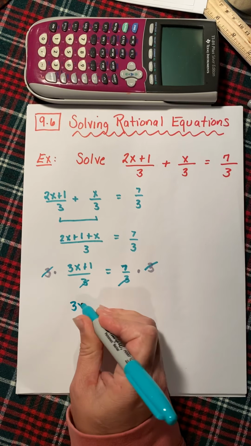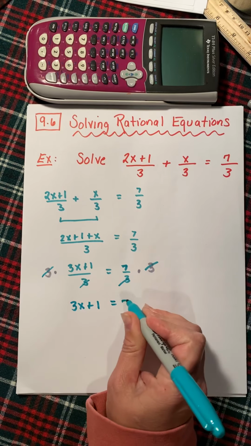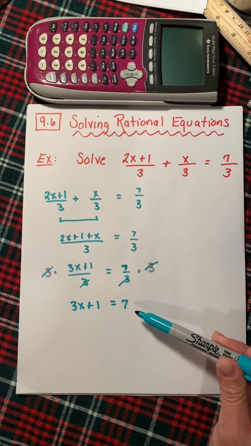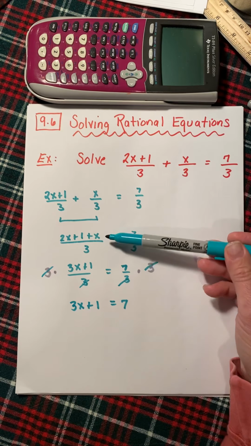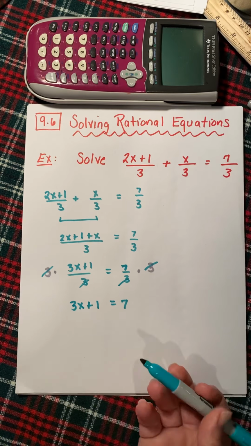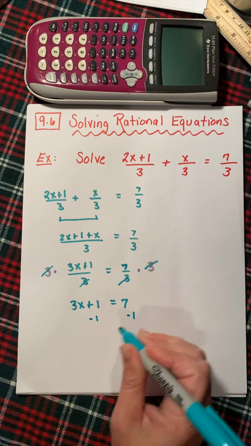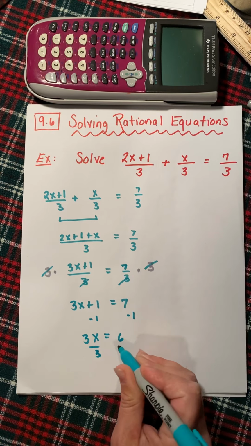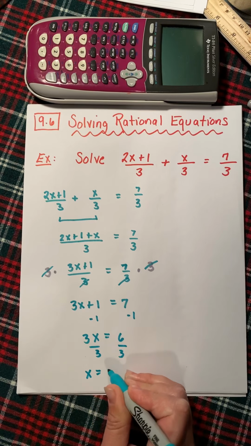We can legit just set the numerators equal. So check that out. We get the simple linear equation. We started with a more complicated rational expression. We converted it into a linear equation by combining the rational expressions on the left, eliminating the denominator, and now we can just solve this. We're going to subtract 1, and we get 3x equals 6, divide by 3, and we get x equals 2.